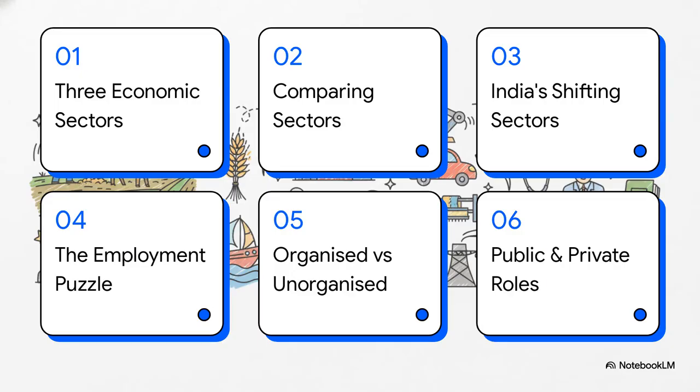So, here's our game plan. We'll start with the basics, the three main economic sectors. Then, we'll understand how we measure them. After that, we'll look at how things have changed in India over the years and talk about a very important issue, employment. Finally, we will cover the difference between organized and unorganized work and the roles of the public and private sectors. Let's get started.